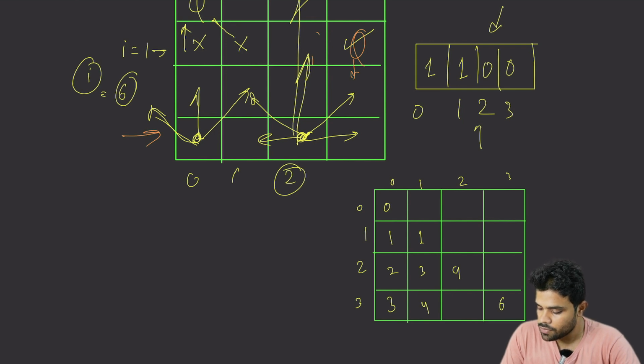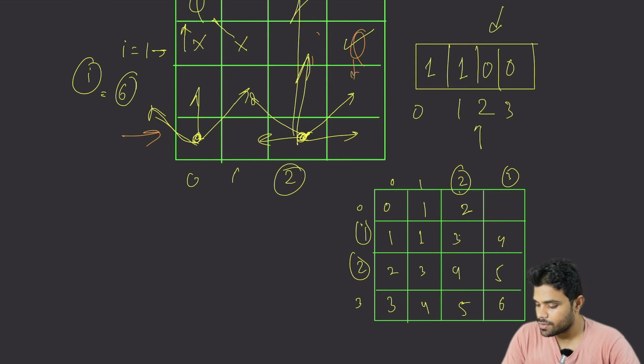Summation of row and column here is 2 plus 3, 5. Here it is 2 plus 3, 5. Here it is 1 plus 3, 4. Here it is 2 plus 1, 3. Here it is 0 plus 2, 2. Here it is 1. And here it is, not 6, here it is 3.